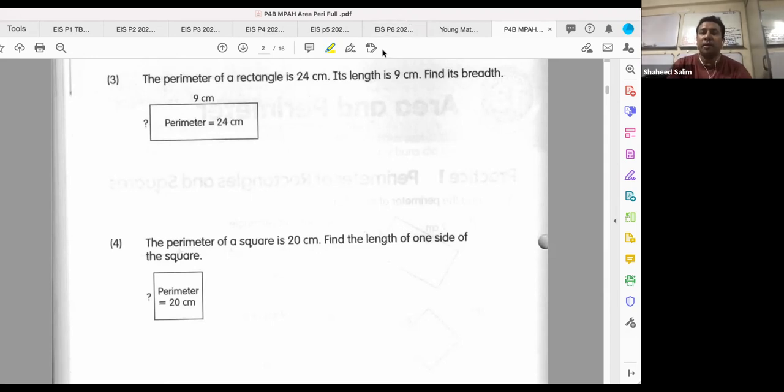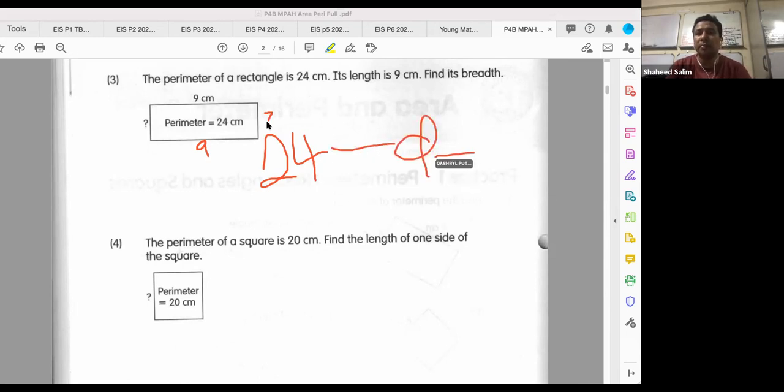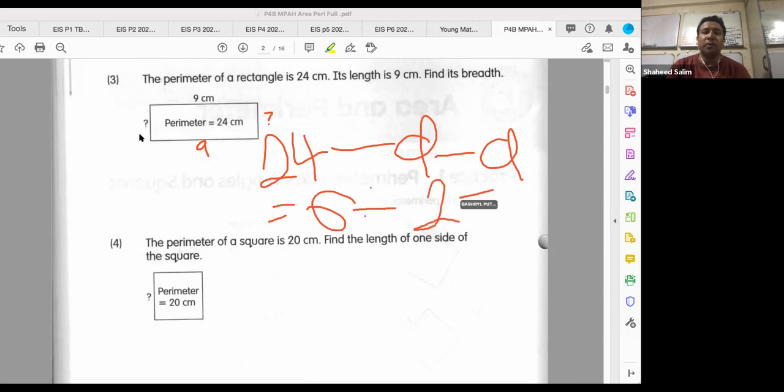Those who understand can do question 4. If not, I'll just explain. Down here is 9. This one must be 9 also. This one we don't know. 24 minus 9 minus 9. So what do you get? You get 6. Then 6 divided by 2. Why divide by 2? There are 2 breadths. So you get 3. Well done.